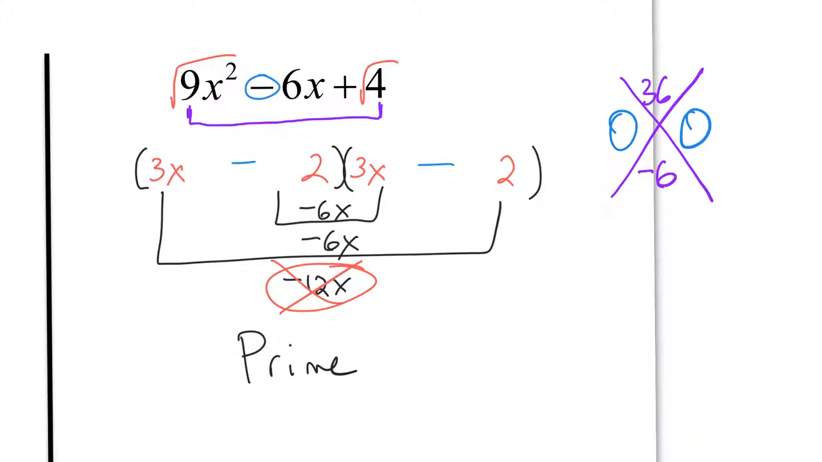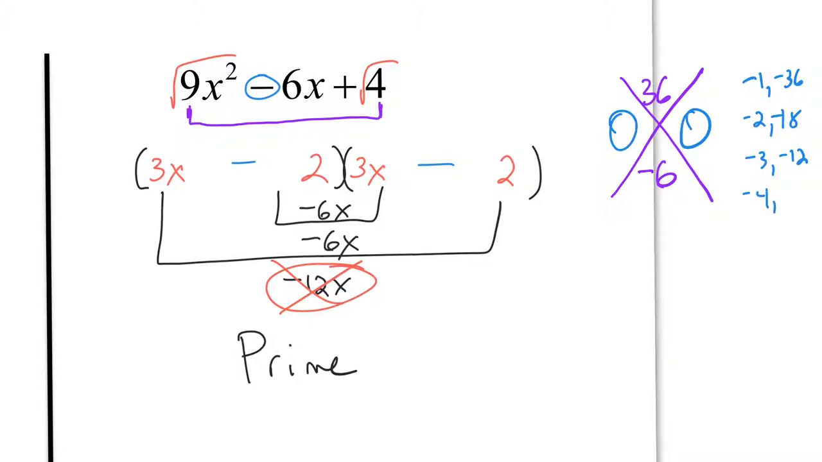Well, negative 1 times negative 36 is positive 36. They don't add up to negative 6. Positive 2 and 18 is 36. They don't add up to negative 6. And you can try the negative with the negative. It's not going to work. Negative 3 times negative 12, that's not going to give you negative 6. They multiply to positive 36, but not add to negative 6.